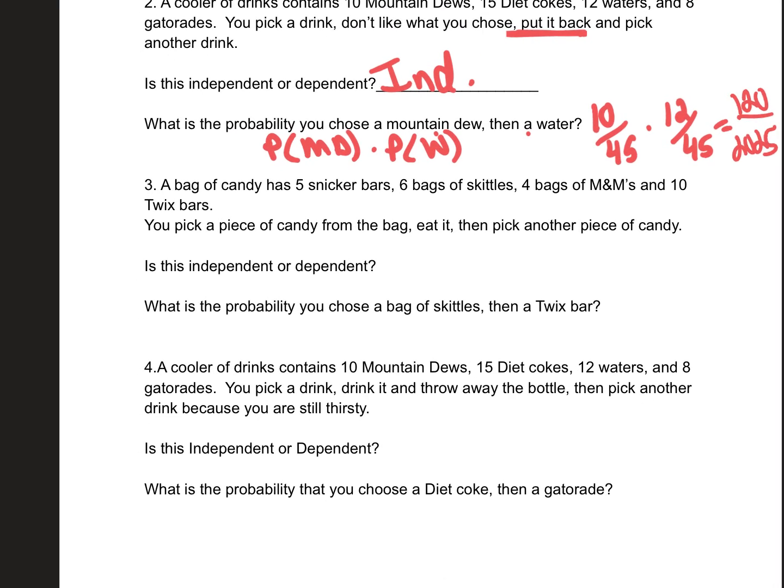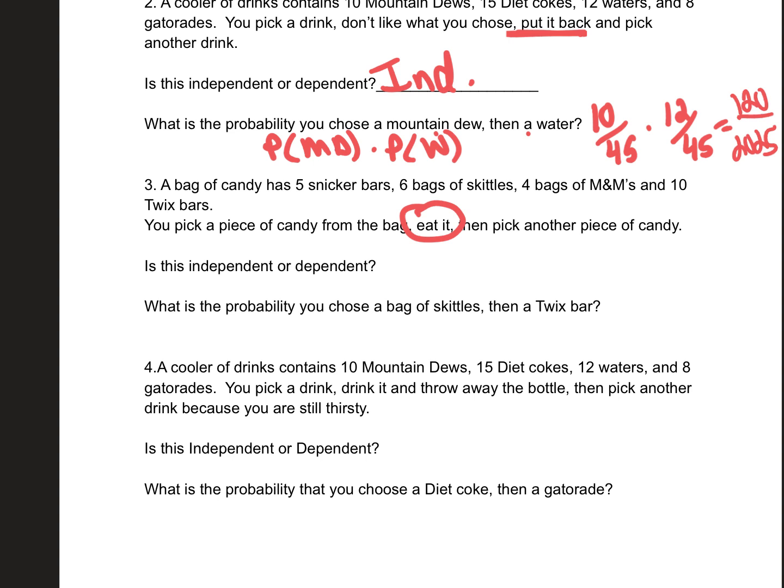And then a bag of candy. Here we go. We're going to draw some candy bars. 5 Snickers, 6 bags of Skittles, 4 bags of M&Ms, and 10 Twix bars. You pick a piece of candy, eat it, and then pick another piece of candy, which means the second time you go, there's one less piece of candy in that bag because you didn't replace it. So the first time there would be 25 bags of candy in there. The second time when you come back, there's only going to be 24.